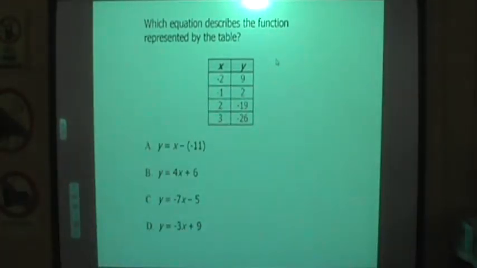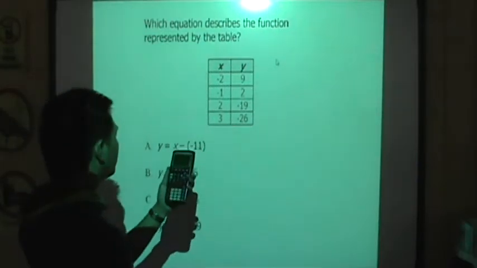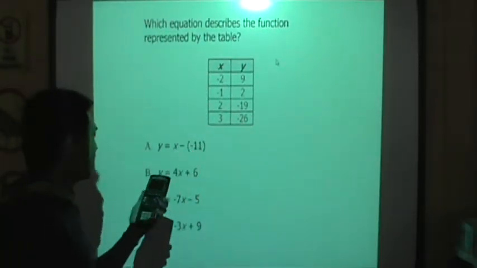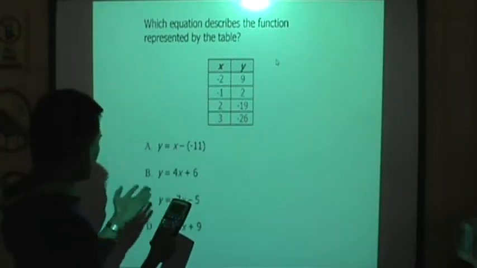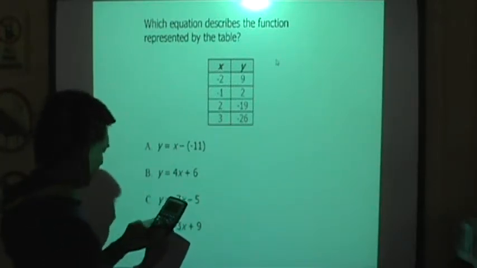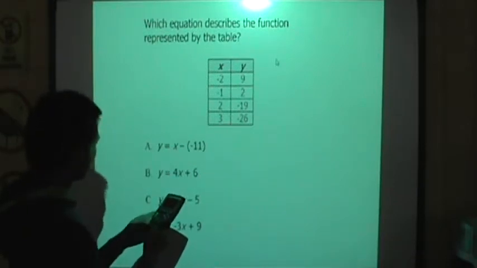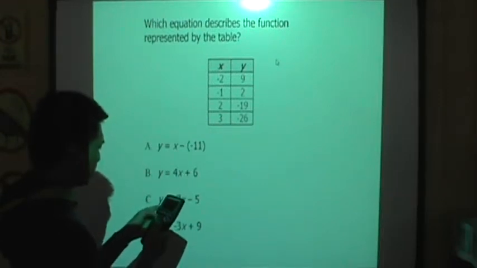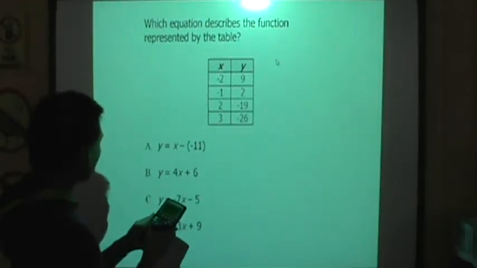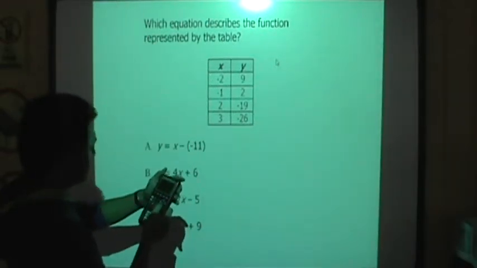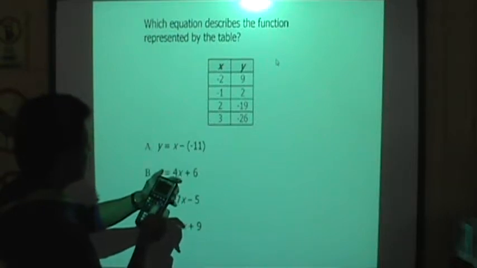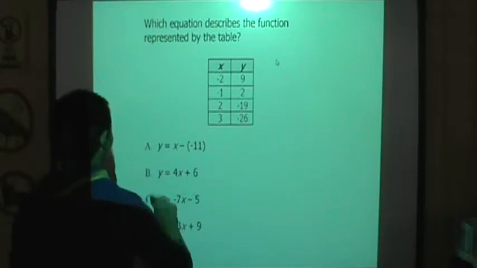So for example, using this Texas Instruments TI-83 Plus, you press Y equals, and then you type in, let's say, x minus parentheses -11, and then second, and then table, second and then graph. For -2, I must get 9. For -1, I must get 10. Nope, so definitely not this one.